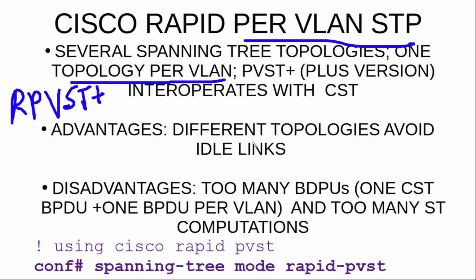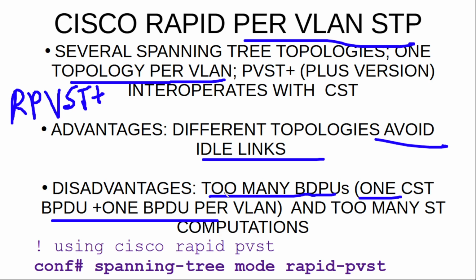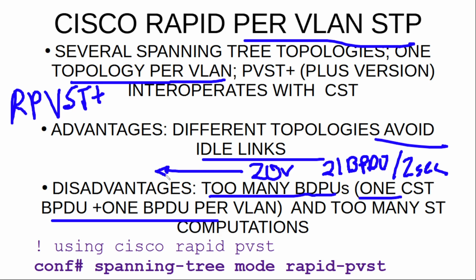That has the advantage of avoiding idle links and the disadvantage of generating too many BPDUs, plus the original BPDU. For instance, if you had 20 VLANs, Cisco per VLAN spanning tree will be creating 21 BPDUs every 2 seconds. And if something happens with your network, your switches will be calculating 20 spanning tree topologies. In order to select this protocol, you have to enter the command spanning-tree mode rapid-pvst.